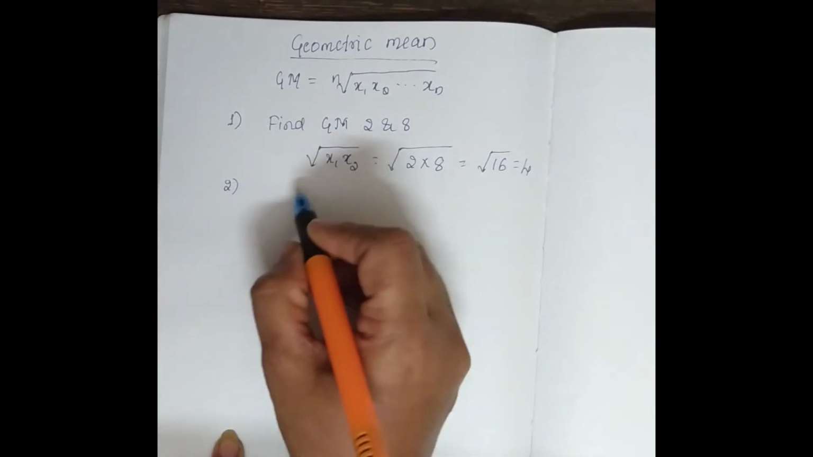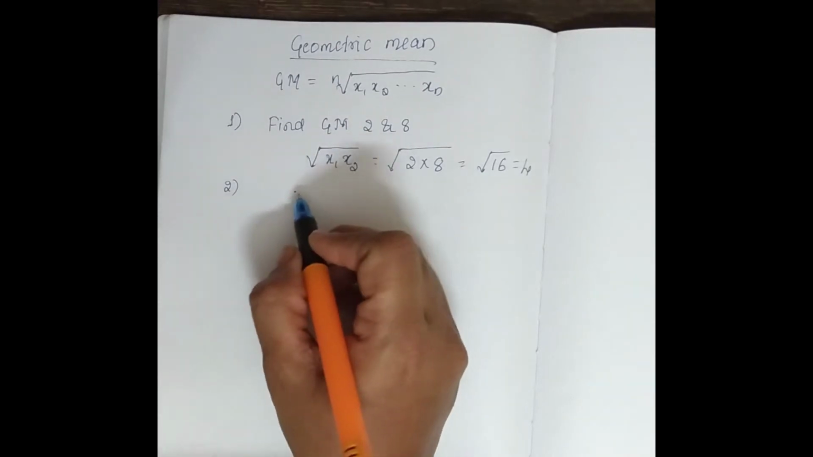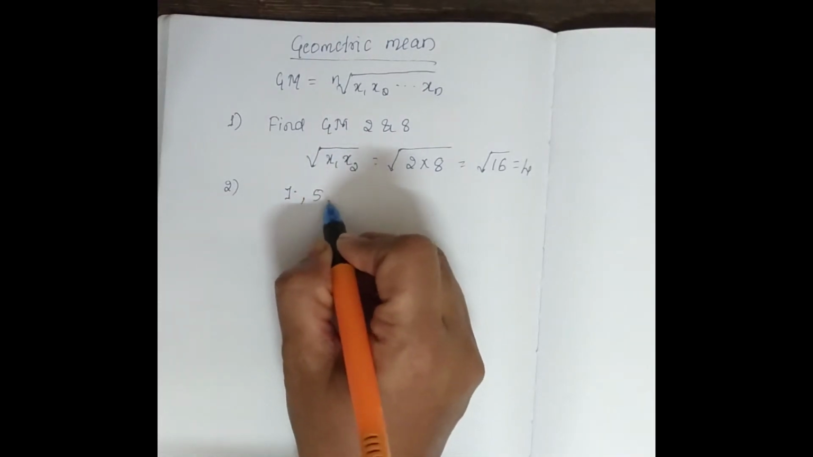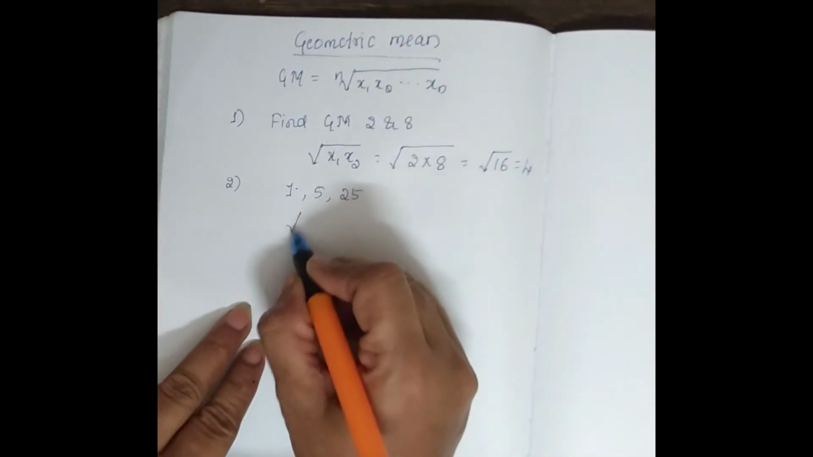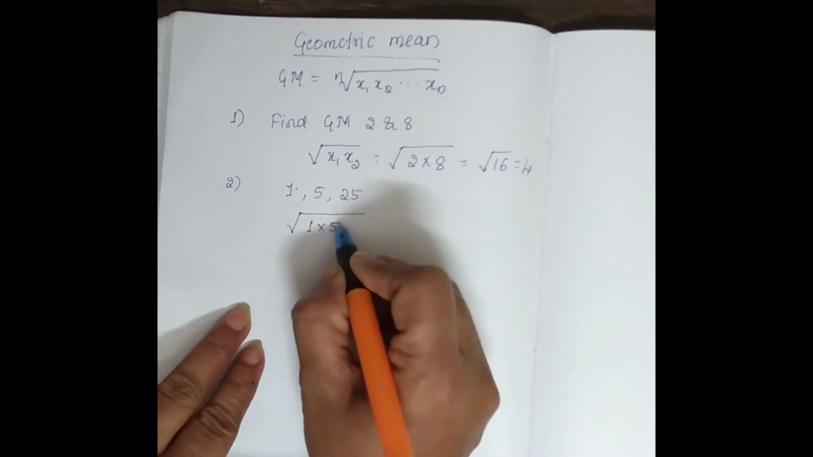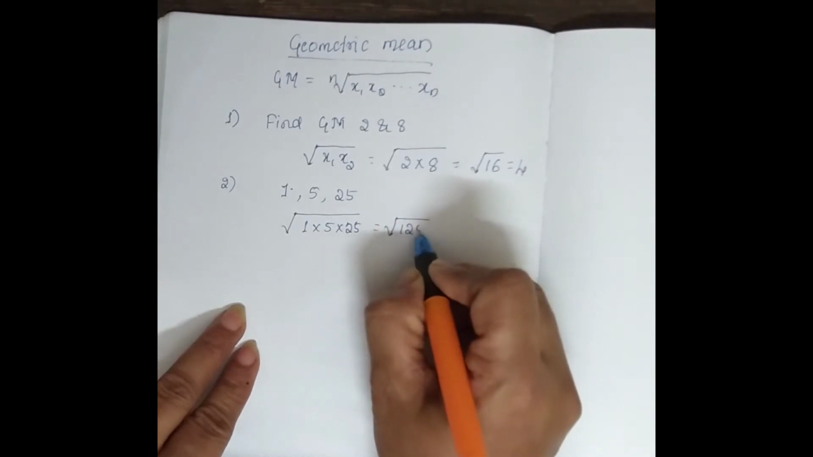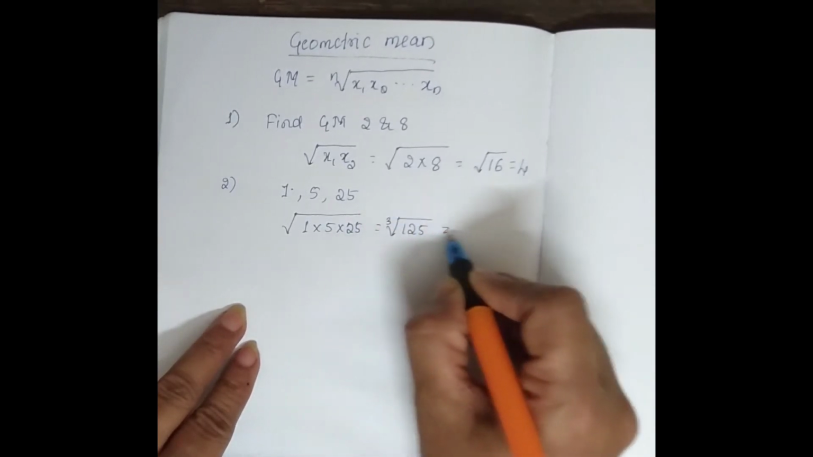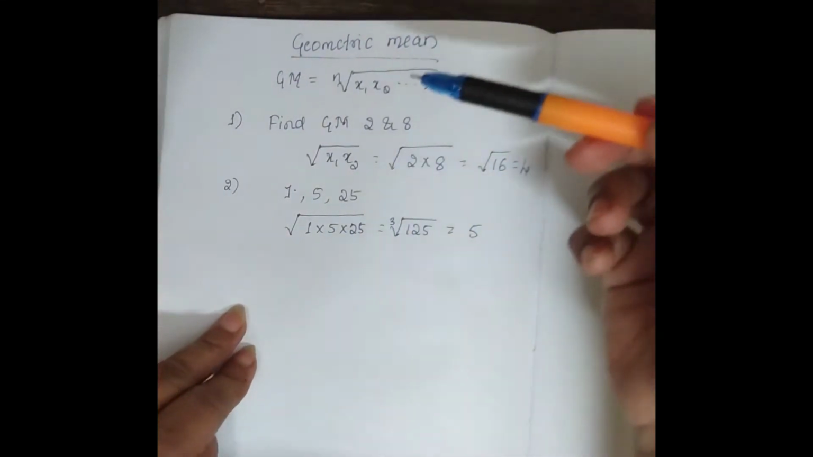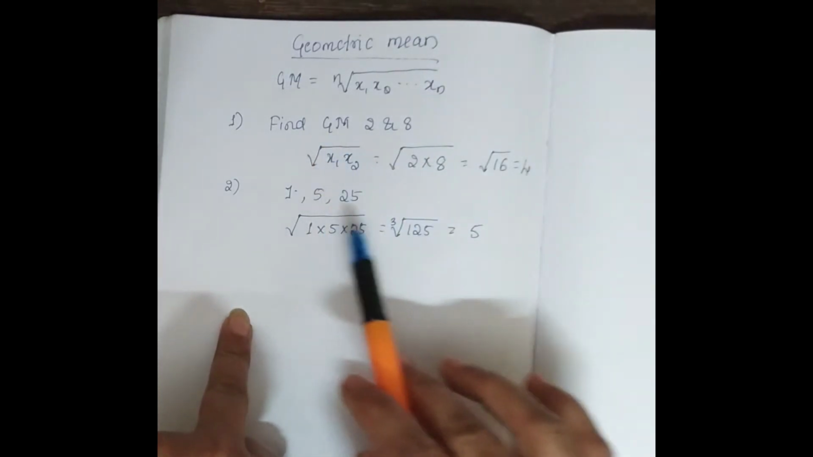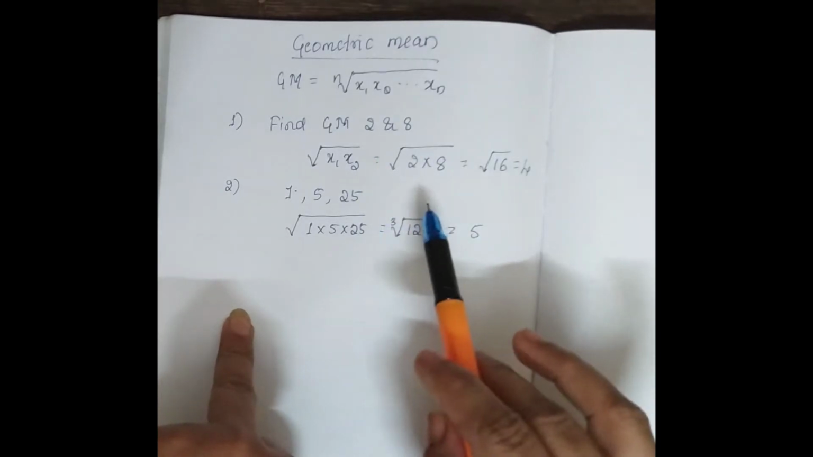One more example is given in the question: 1, 5 and 25. It is a cube root, since there are three values. The cube root of 1 into 5 into 25 is the cube root of 125, and you get the answer 5. If the values are few, you can calculate the geometric mean easily as an nth root.